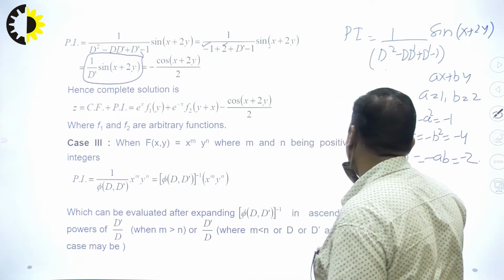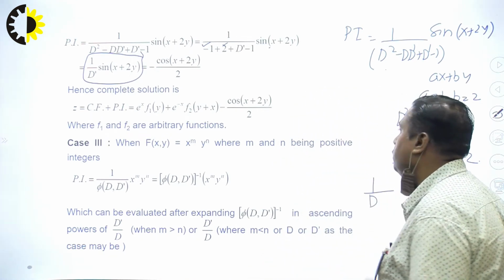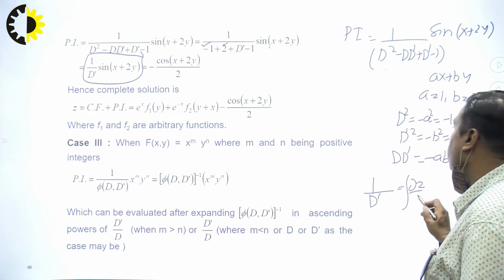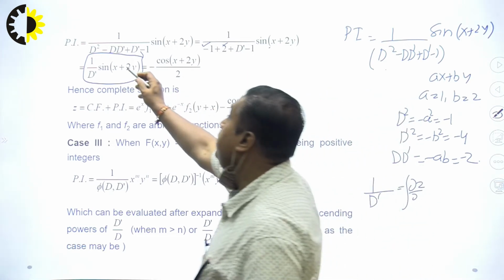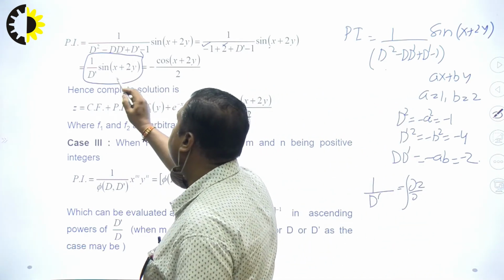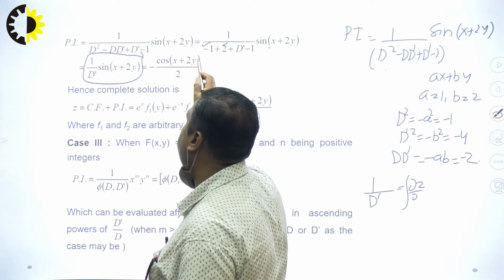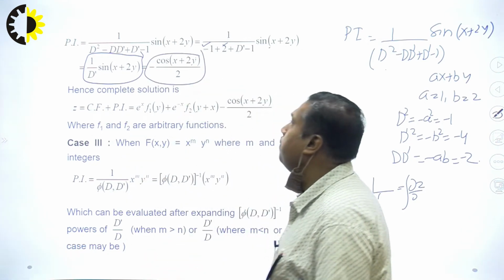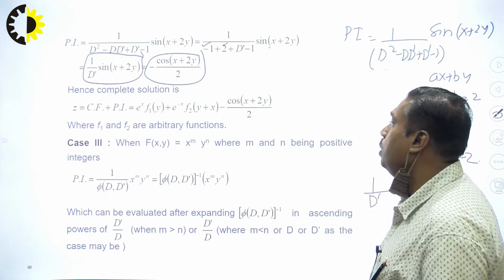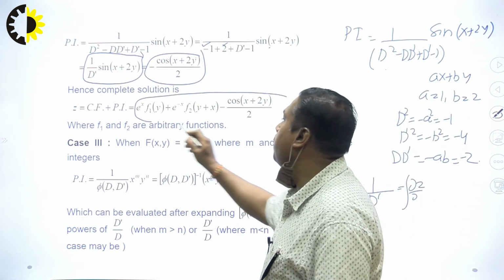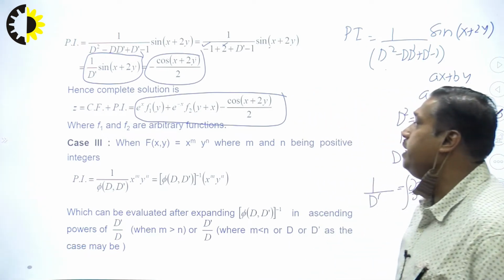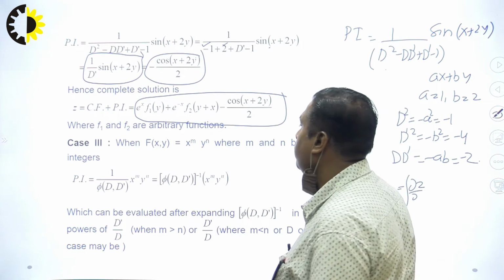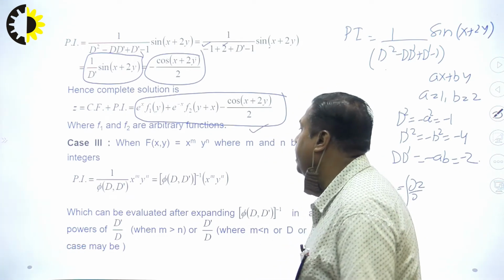Here it is to be remembered, 1 upon D means integration with respect to x, 1 upon D' means integration with respect to y. So here we have to integrate with respect to y. Integrating with respect to y, what will come is minus cos(x + 2y) divided by 2. That means PI becomes minus cos(x + 2y) divided by 2. So the complete solution becomes e^(-x) f1(y) plus e^(-x) f2(y) plus minus cos(x + 2y). That is the case of sin(ax + by).